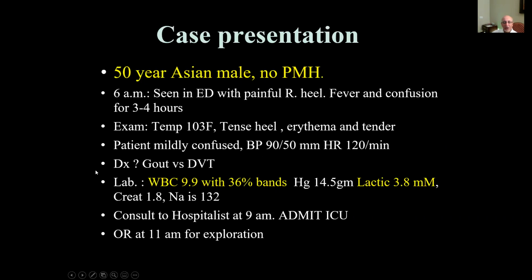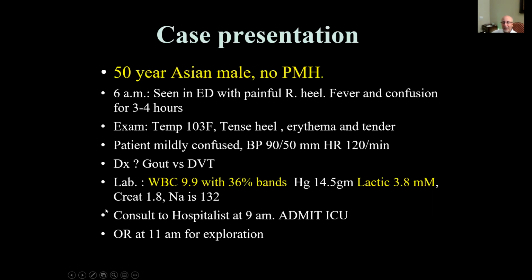Initially, the impression was the patient had gout or possible deep vein thrombosis, although the ultrasound was found to be negative. The lab data shows that his white cell count is 9.9, within the normal range. However, he has significant bandemia of 36%. His hemoglobin is normal, and also alarming is that his lactic acid is markedly elevated at 3.8 millimoles. His creatinine is 1.8, which is abnormal, and his serum sodium is 132.